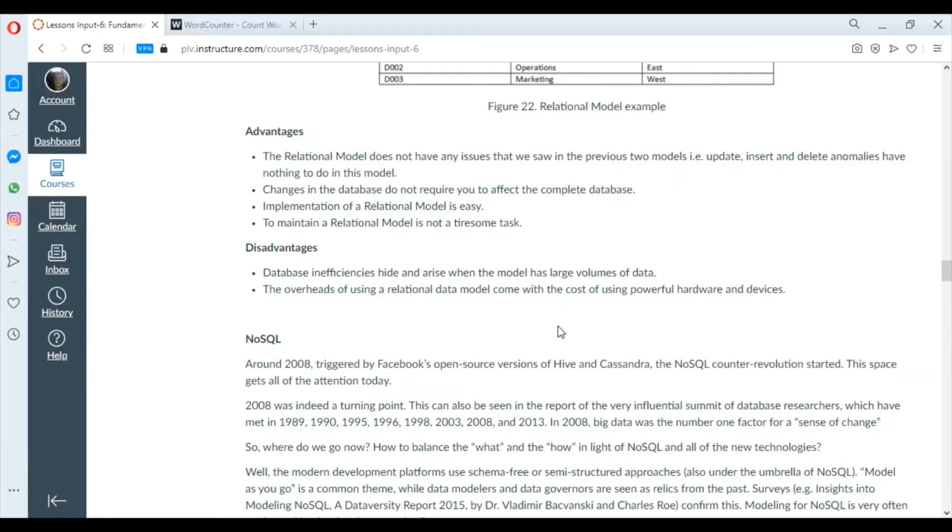2008 was indeed the turning point. This can also be seen in the report of the very influential Summit of Database researchers, which met in 1989, 1990, 95, 96, 98, 03, 08, and 2013. In 2008, big data was the number one factor for a sense of change. So where do we go now? How to balance the what and the how in light of NoSQL and all the new technologies.